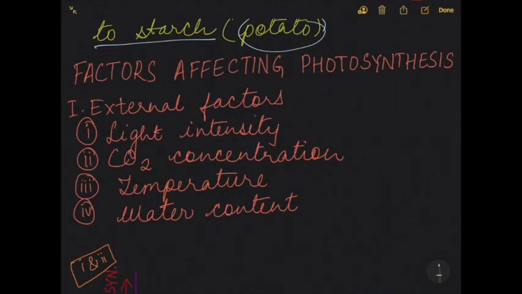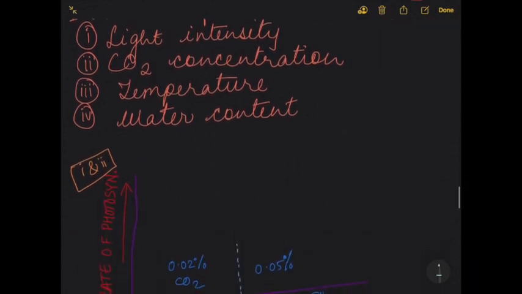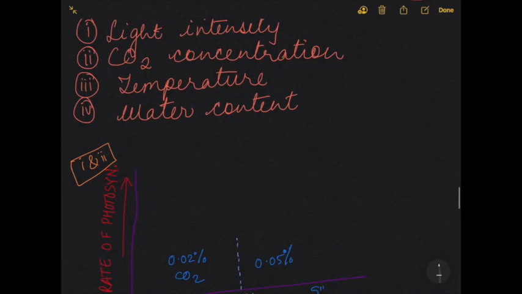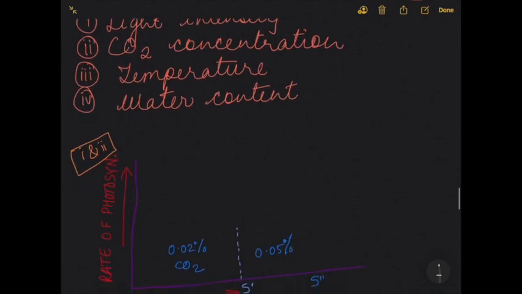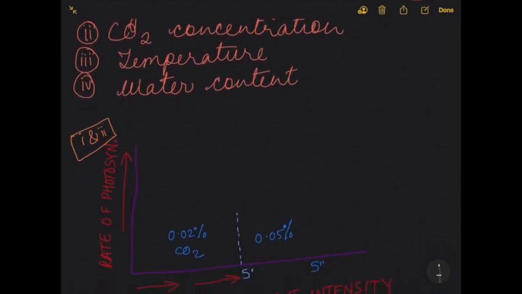So moving on to factors affecting photosynthesis. There are external as well as internal factors. There are 4 external factors: light intensity, carbon dioxide concentration, temperature and water content. Now you can easily think that the rate of photosynthesis will increase if the light intensity increases. It is true only up to a certain limit.